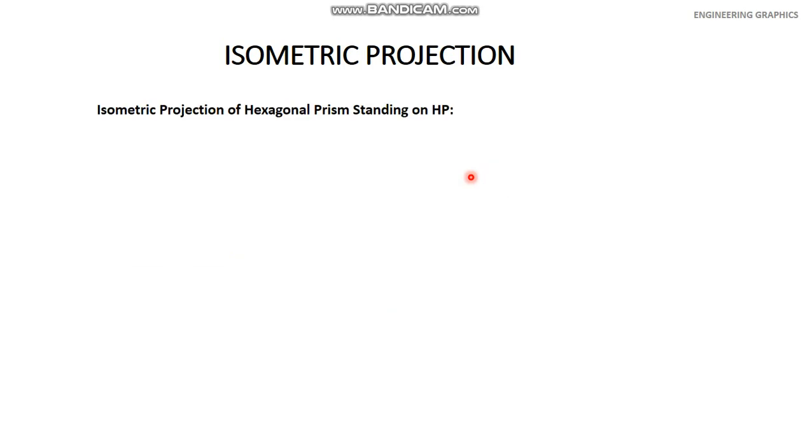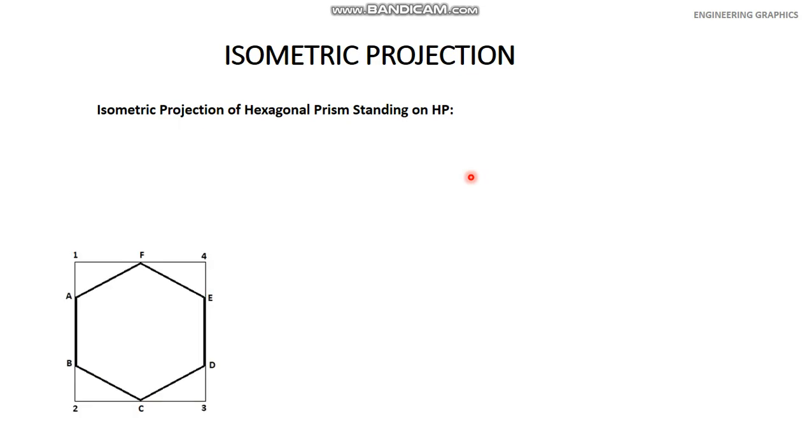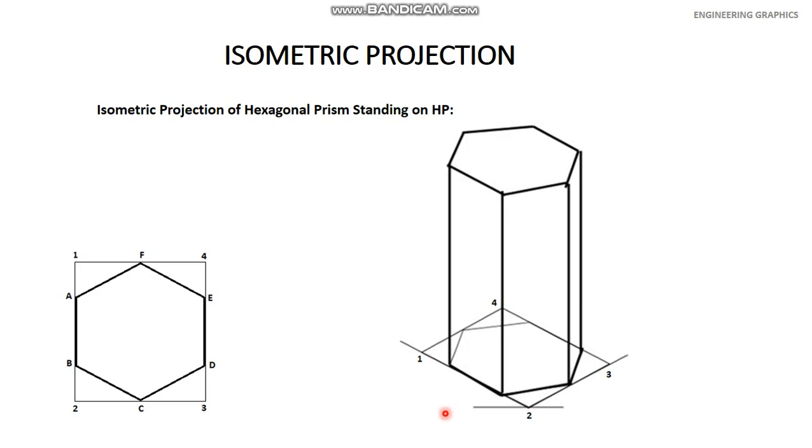The second is isometric projection of hexagonal prism standing on HP. First of all, draw hexagon, and we have discussed in the last lecture how to draw this hexagon and how to cover this hexagon in a rectangle. Now start drawing isometric projection.